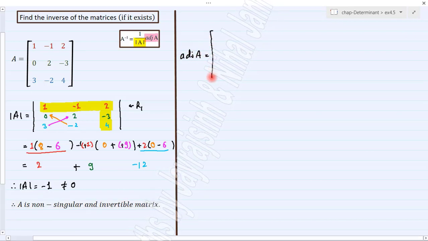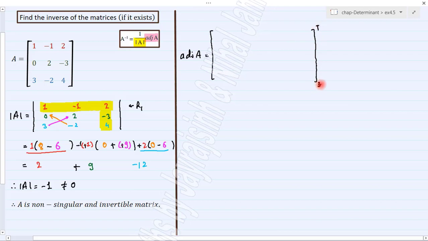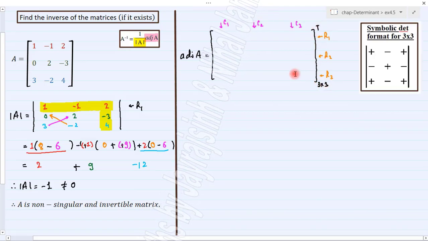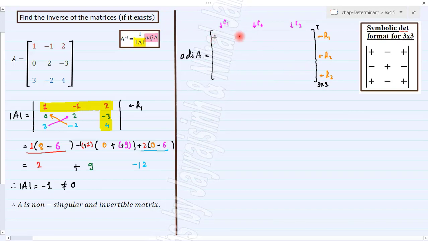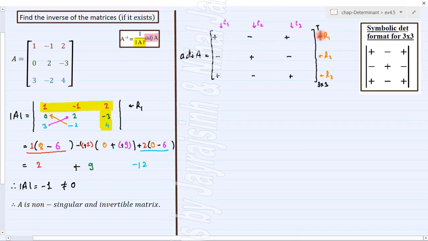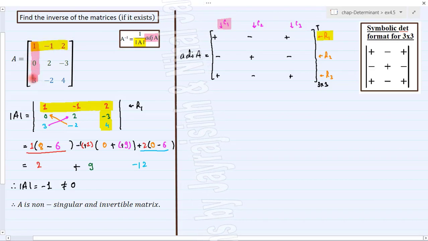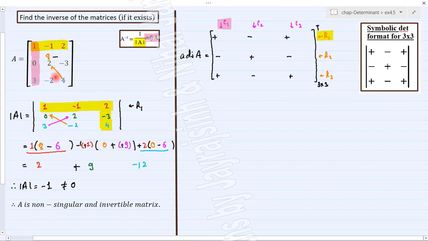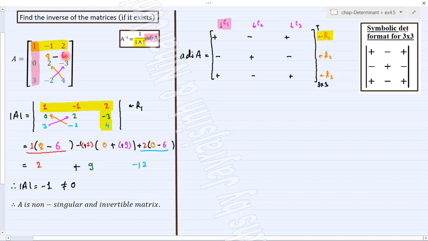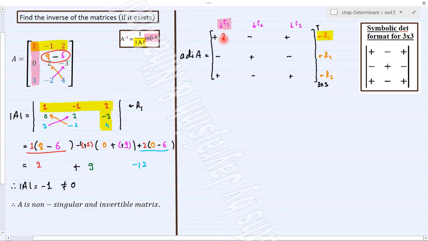So let's find out adjoint of A of order of 3 cross 3. And for that, we are going to need symbolic determinant format for 3 cross 3 for sign which we use in cofactor. Now we just have to find out minor. Let's get minor of first element, which is in first row and first column. So we have to ignore first row and first column and then cross multiply. 4 2s are 8 minus 2 minus 3s are 6. So 8 minus 6 will be 2.